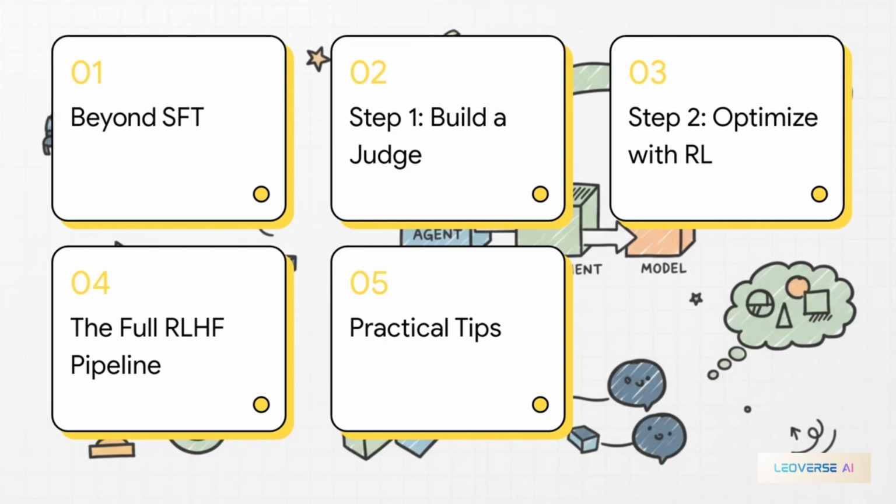All right, so here's the game plan for today. We're going to start by really understanding the limits of SFT, why we need something more. Then, we'll get into the real nuts and bolts. We're going to build the RLHF process from the ground up. First, we'll build a judge, which is our reward model. Then we'll use that judge to optimize our LLM. After that, we'll look at the whole pipeline in action and wrap things up with some practical, real-world tips and tools to get you started.